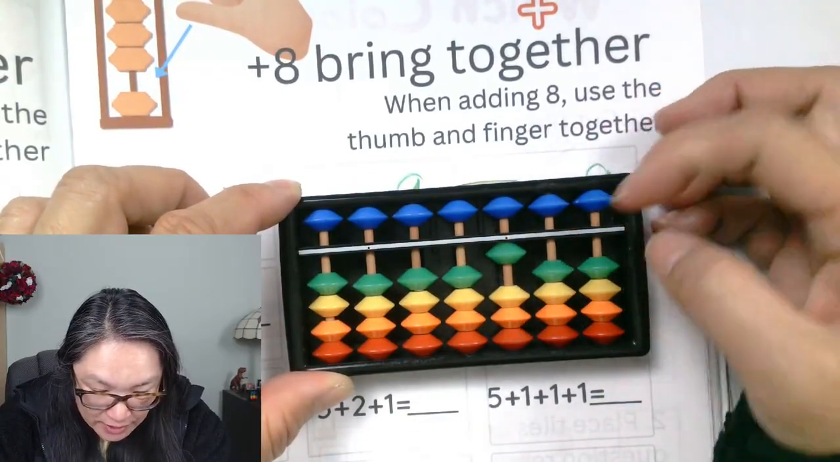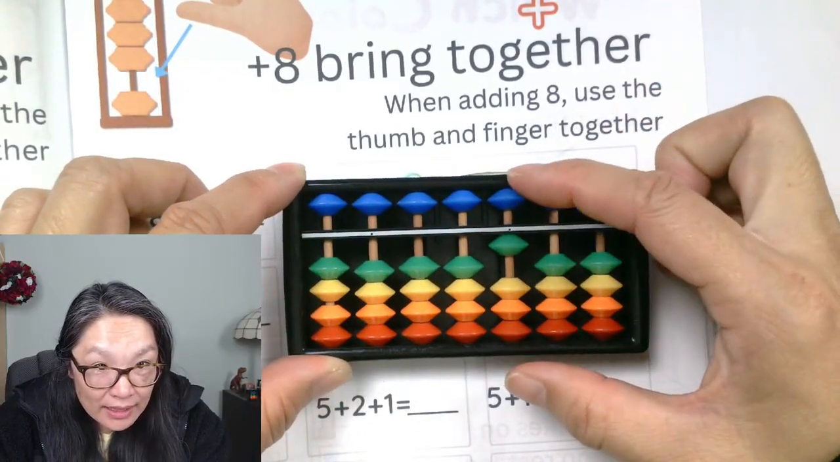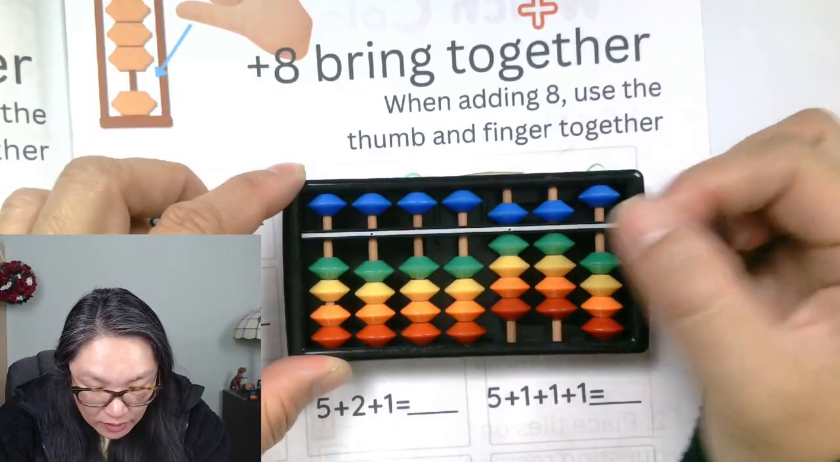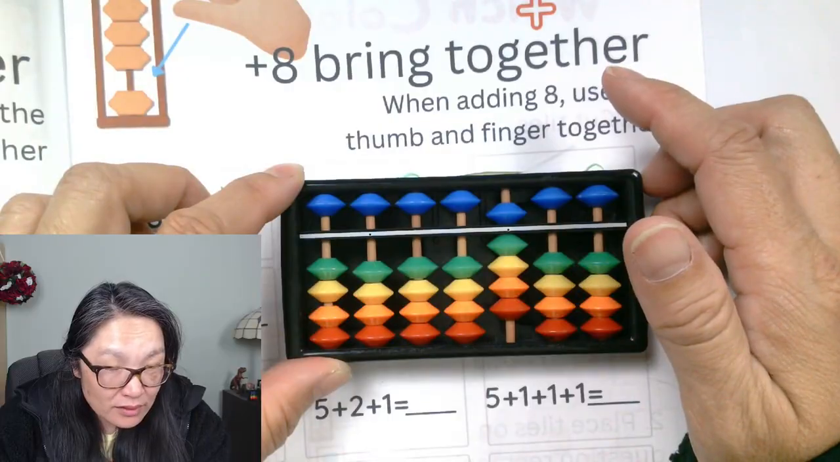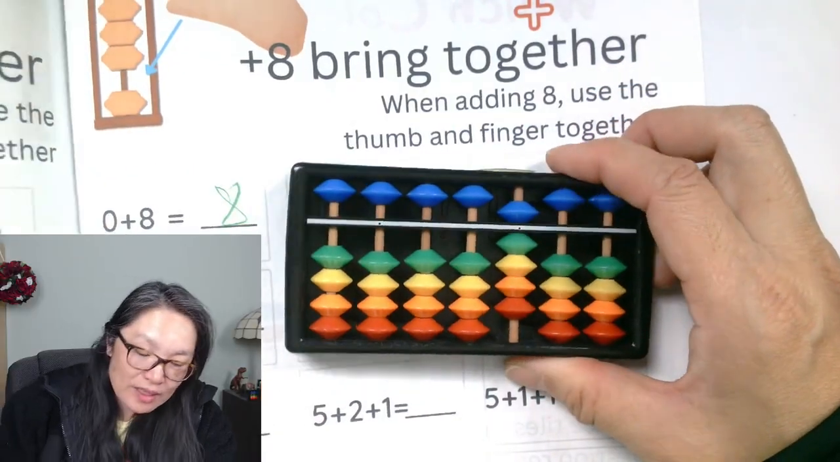We do 8, we have 1, and plus the 8. 5, 6, 7, 8. And we bring it together. And then my answer is 9. All right. Are we done? We're not done. You know why? Because there's more to it.